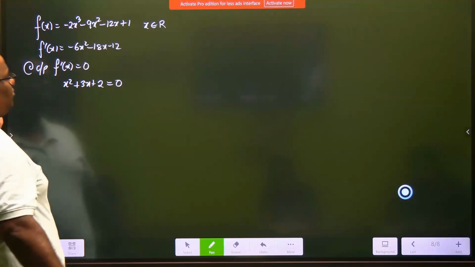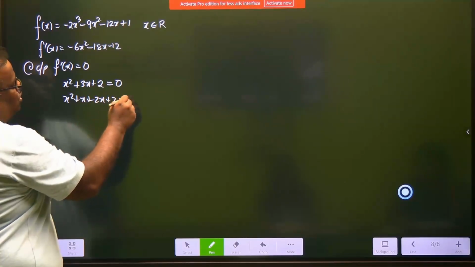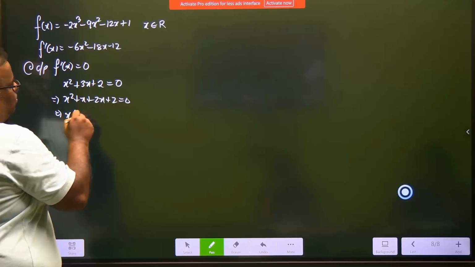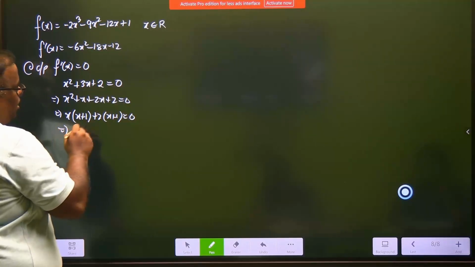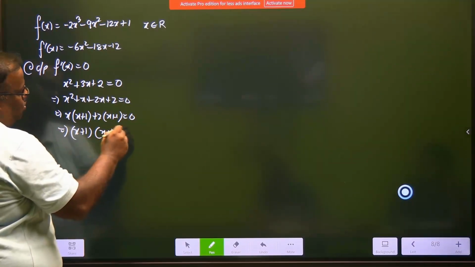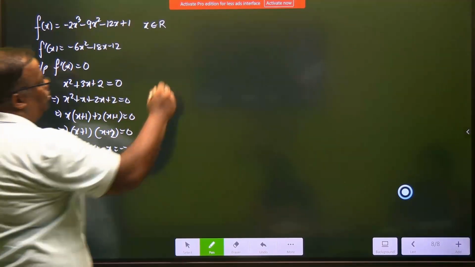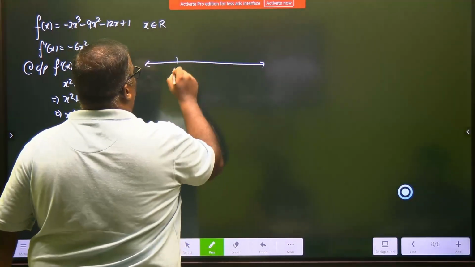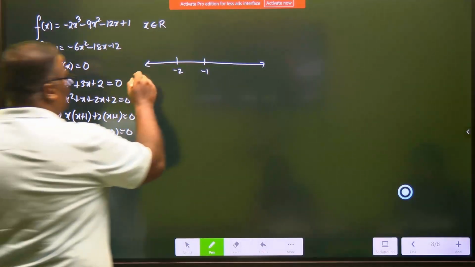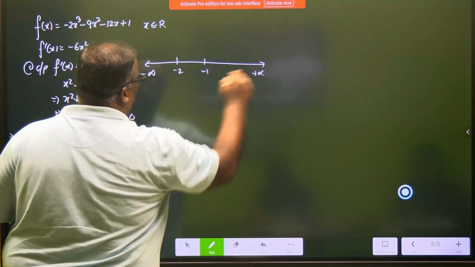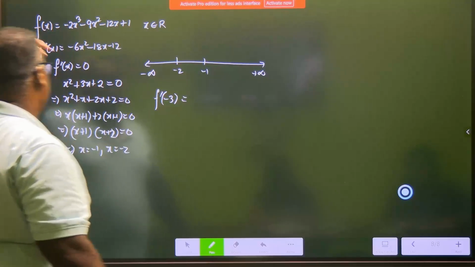Can I write this? All minuses gone and 6 gone. How do I split it? I can split it as x square plus x plus 2x plus 2 is equal to 0. So x into x plus 1 plus 2 into x plus 1 is equal to 0, or x plus 1 times x plus 2 is equal to 0, or x equal to minus 1, x equal to minus 2. So minus 2 and minus 1 are my places, right? And this is negative infinity, this is positive infinity. So I first check f dash of minus 3.